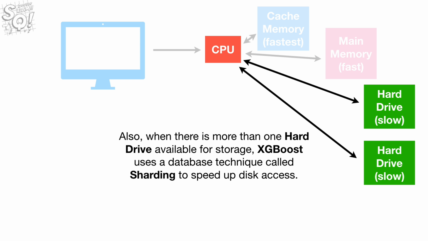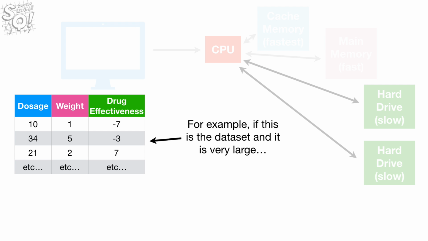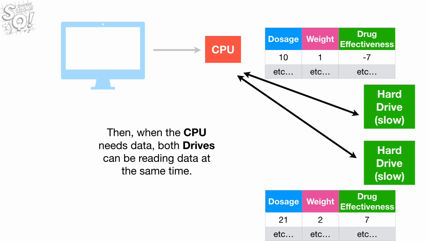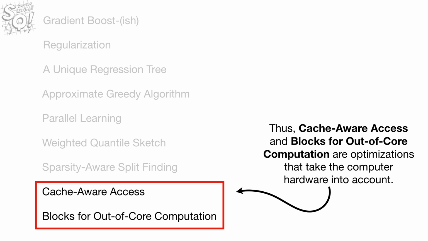Also, when there is more than one hard drive available for storage, XGBoost uses a database technique called sharding to speed up disk access. For example, if this is the dataset and it is very large, then XGBoost splits the data so that each drive gets a unique set of records. Then, when the CPU needs data, both drives can be reading data at the same time. Bam! Thus, Cache-Aware Access and blocks for out-of-core computation are optimizations that take the computer hardware into account.